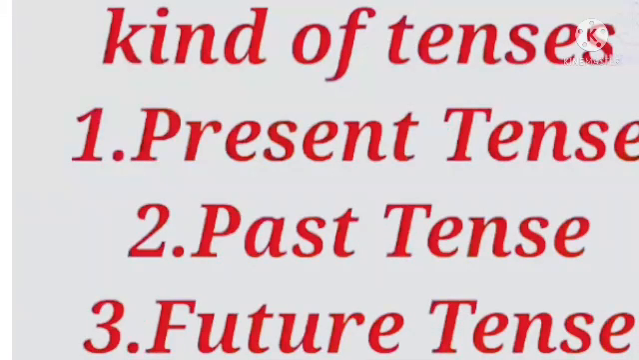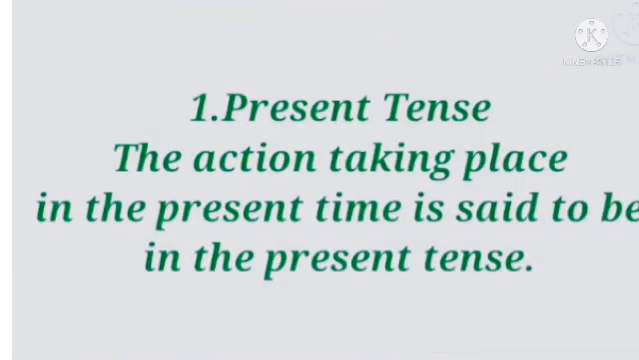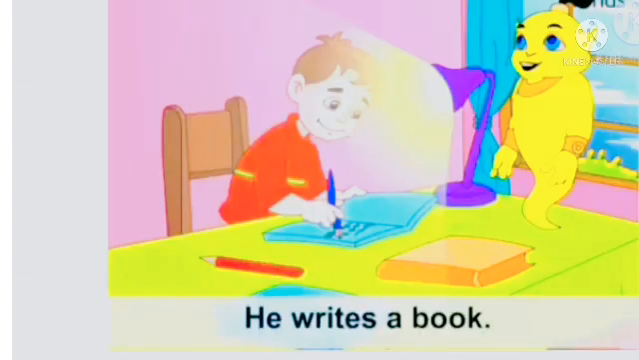There are three kinds of tenses. The first one is present tense, the second is past tense and the third is future tense, which we can see in detail. The first one is present tense. The action taking place in the present time is said to be in the present tense. For example, he writes a book. In this sentence, the action writes takes place in the present time.